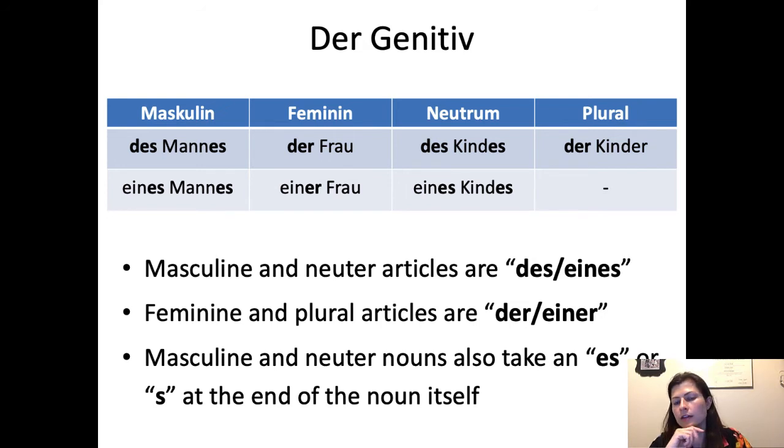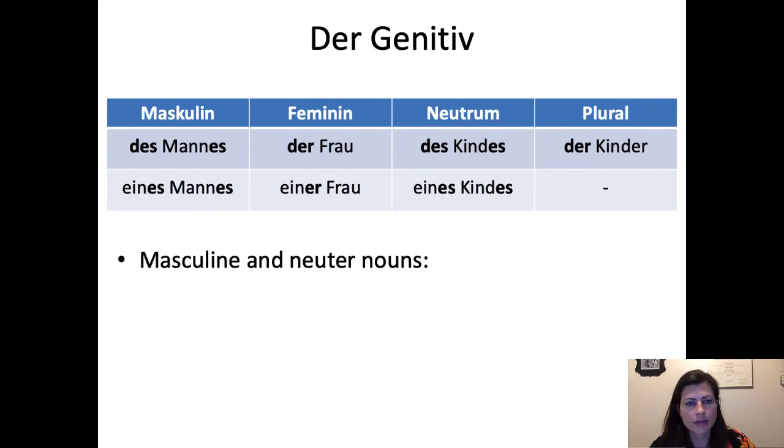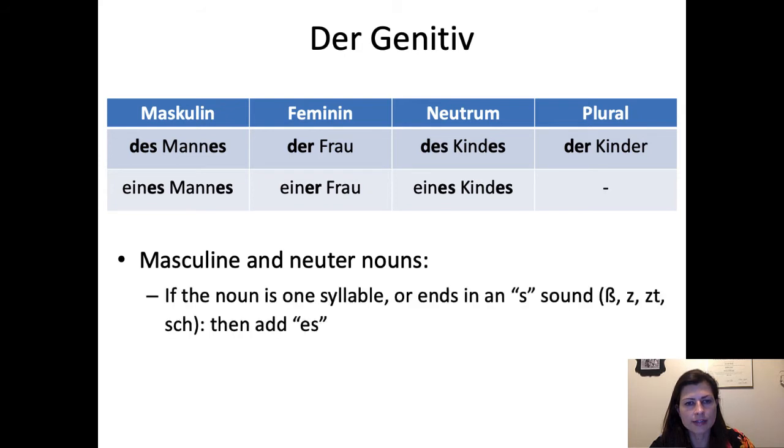And it's very tempting when you're translating to think that this is plural, because in English we make plurals with s's, but in German you very seldom make a plural with an s. Normally you're making a plural with an n or an e or an umlaut or maybe with nothing. But the s means genitive, it means possessive, not plural. So we need to look at when we add these s's to the masculine and the neuter nouns. If the noun is only one syllable or it ends in an s sound, s, z, t, and sh, then you add an es.